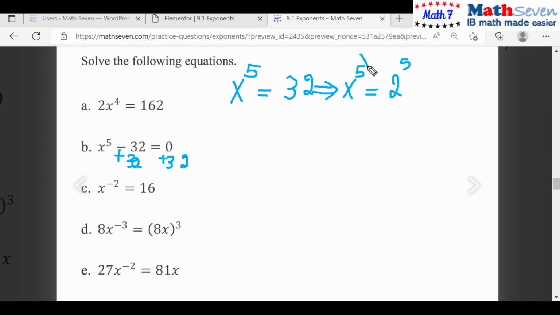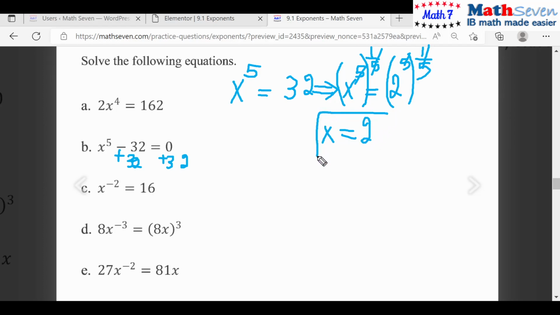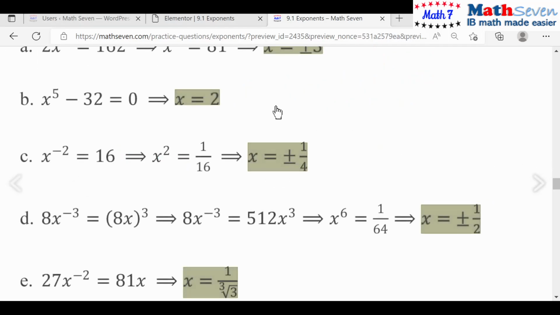Now, in order to get rid of this 5, I raise both sides of the equation to the same power, 1 over 5. Benefiting from the power of a power, we multiply so that we can cancel the exponent 5 above the x. So this with this cancels out, and you're left with x equals 2. Let's check the mark scheme. As you can see, it is 2.